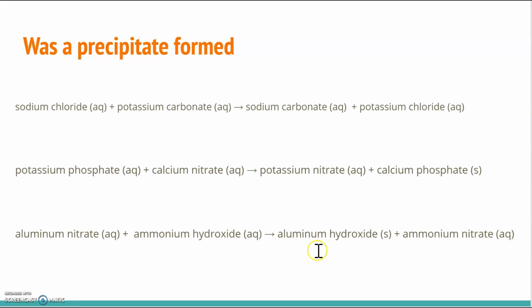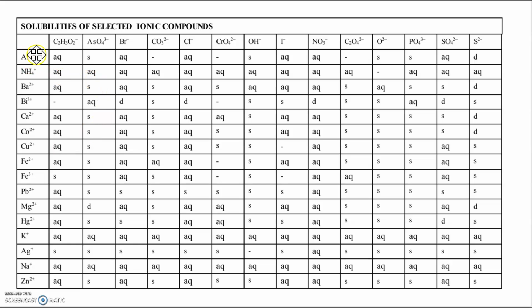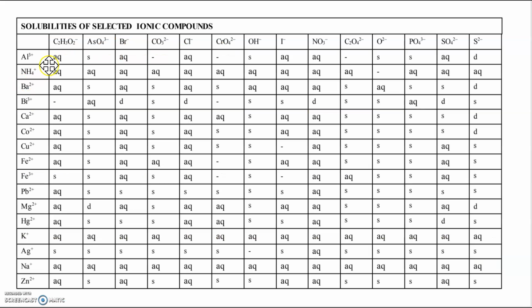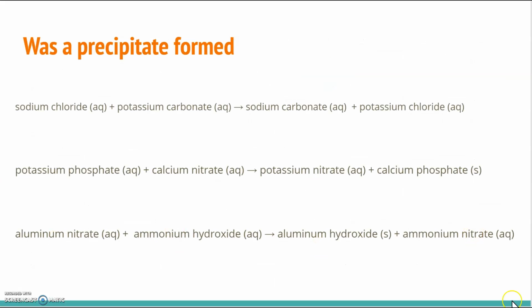Did you get it right? Aluminum hydroxide was a solid. Let's double check. Aluminum and hydroxide is a solid, but ammonium nitrate is not. Ammonium is right here in the second, and nitrate is here, and that's aqueous. So hopefully you got them right.